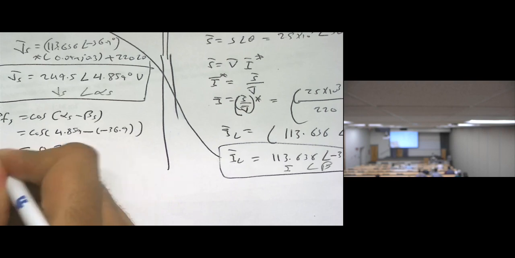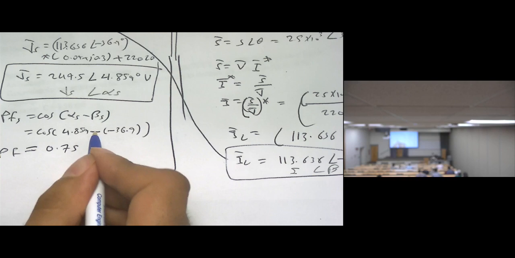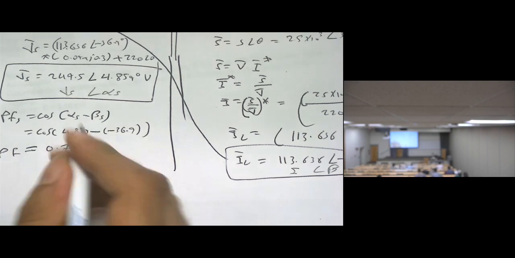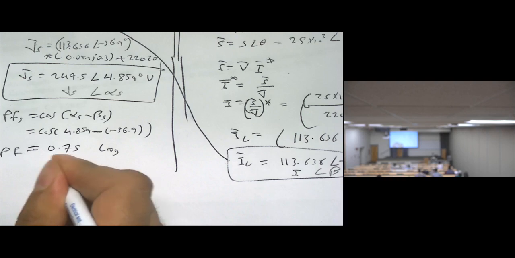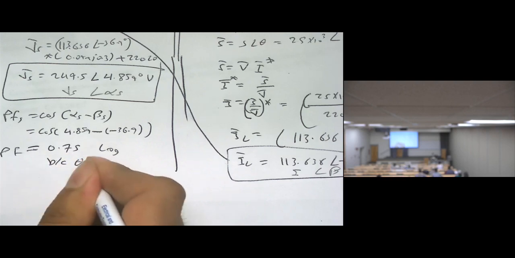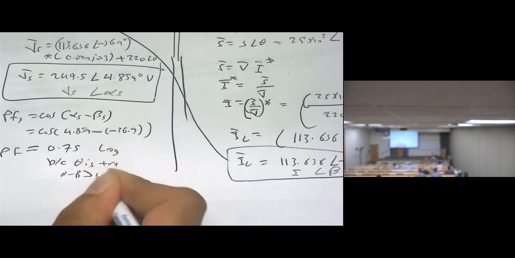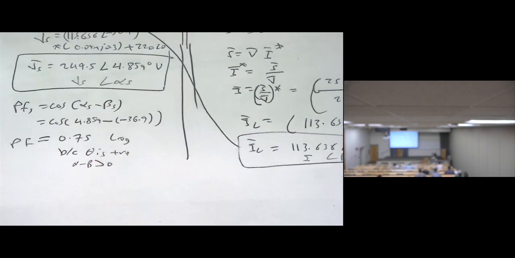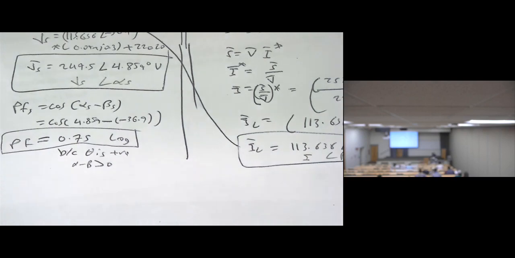Is it leading or lagging? Lagging. Why? Because negative will be positive, so the sign will be positive. So lagging, because theta is positive, or alpha minus beta is larger than 0. Any questions? So that's how we solve the problems associated with the power factor analysis.